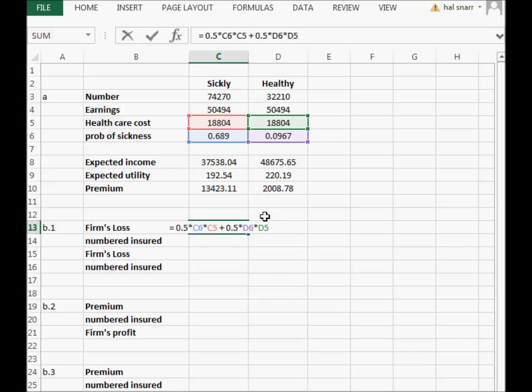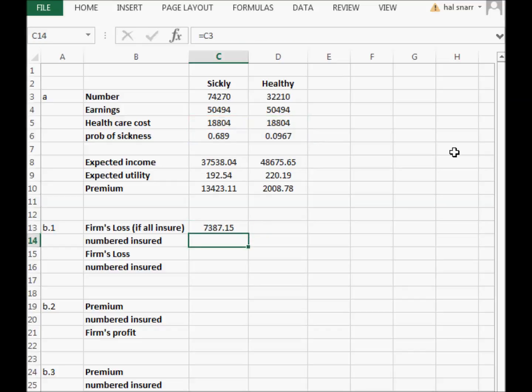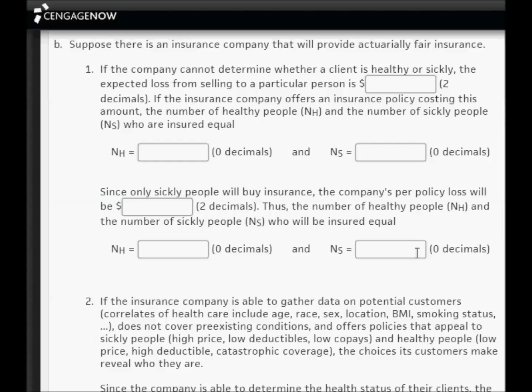C5 is the cost of them covering your recovery from a sickness. C6 is the probability of a sick person getting sick. D6 is the cost of getting the healthy person healthy again. And D5 is the probability of them getting sick. So the firm expects to lose $7,300.87. We're going to copy that into Cengage now.